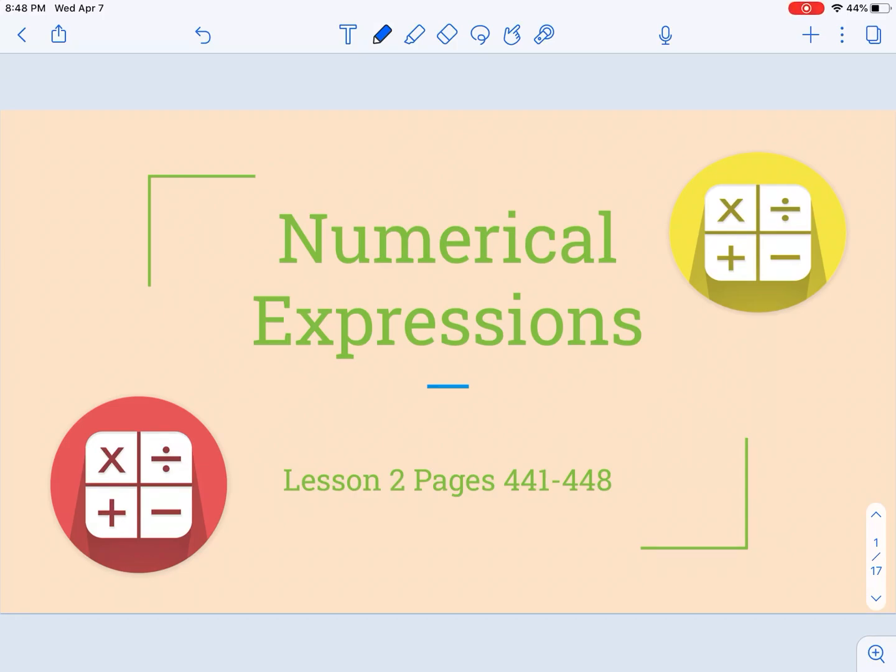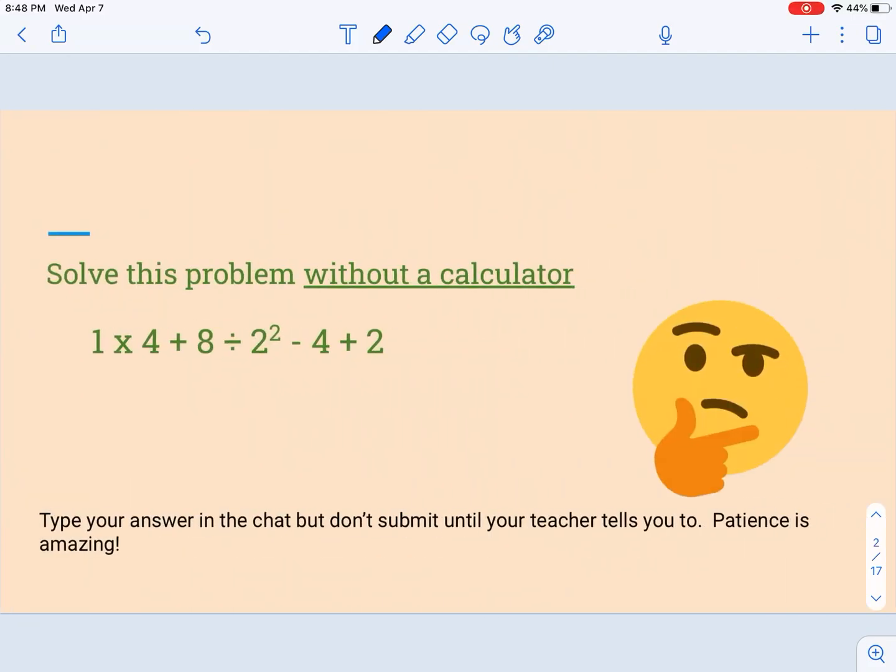Hello, today we are looking at numerical expressions. So before we start, I want you to take a moment to try to solve this math expression that you see right here. See if you can figure out the answer. Pause the video. And hopefully you have an idea in your head of what the answer is.